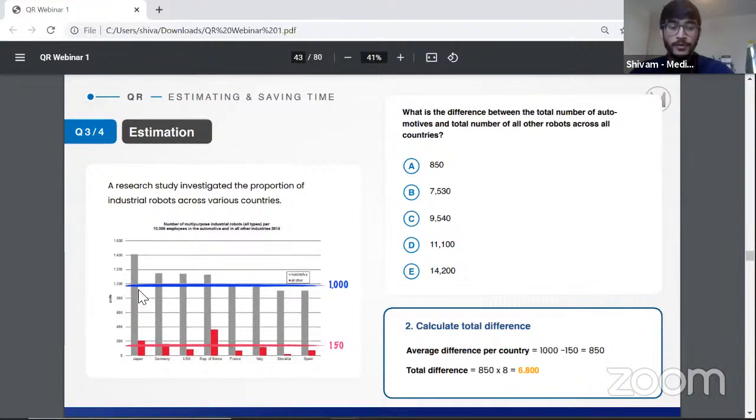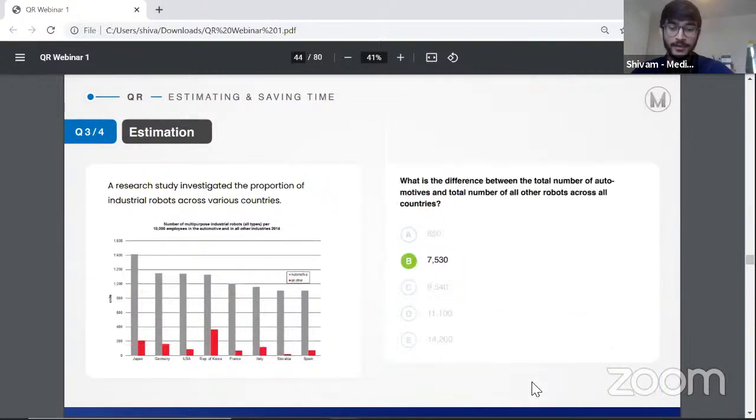So what do we do? Well, we do 1,000 take away 150 to get around 850, or to get around 800. And like Ashir said, there's 8 different countries. So 800 times 8 is a lot easier to do than probably 850 times 8. But we get a figure of around 6,800. Okay. Then we need to start checking our answers and seeing which answer here is closest to 6,800. And that is 7,530.